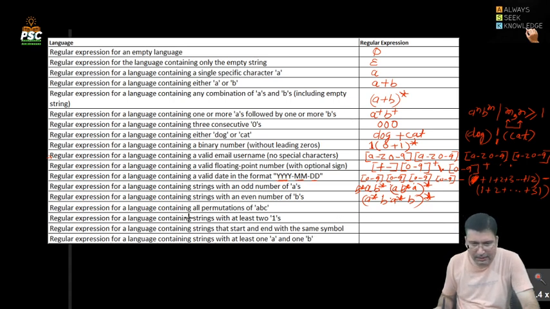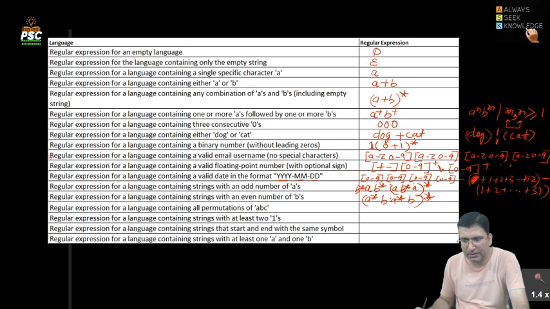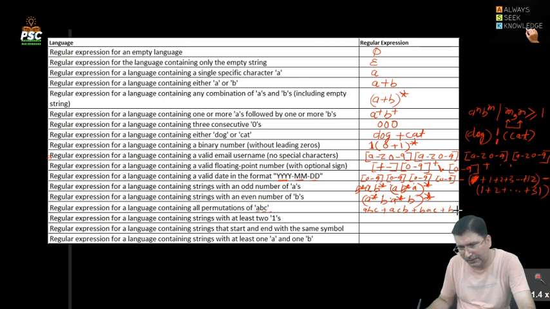Regular expression for a language containing all permutations of A, B, C. If a language contains all permutations of A, B, C, that means what will happen? There are three places, so the permutations will be either A, B, C or A, C, B or B, A, C or B, C, A or C, A, B or C, B, A, right?